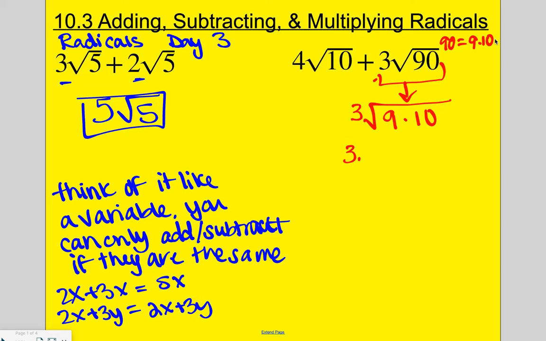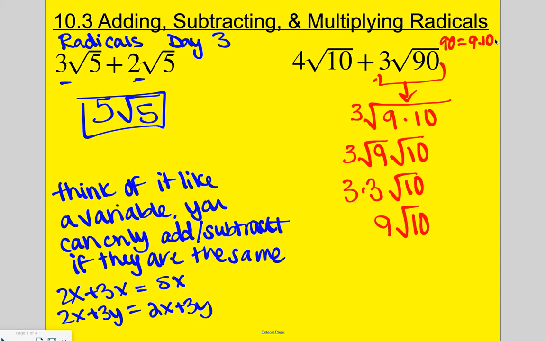Let's break that apart even more. So we have 3 up front still. We have the square root of 9 and the square root of 10. Square root of 9 is 3, so we have 3 times 3 times square root of 10. 3 times 3 is 9, so all of this simplifies down to 9 square roots of 10.